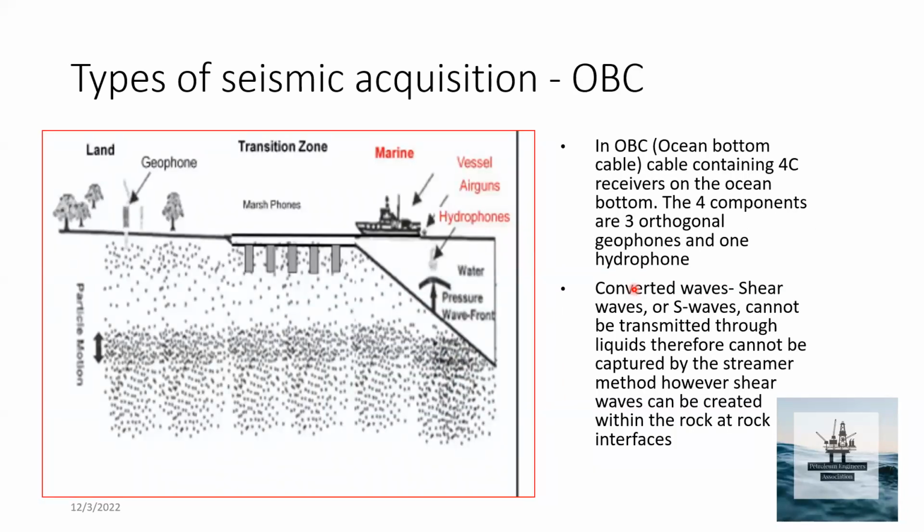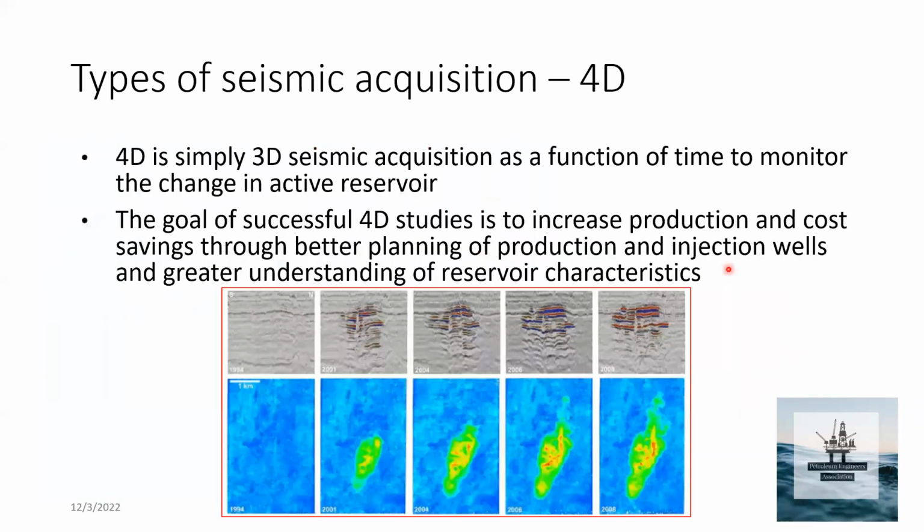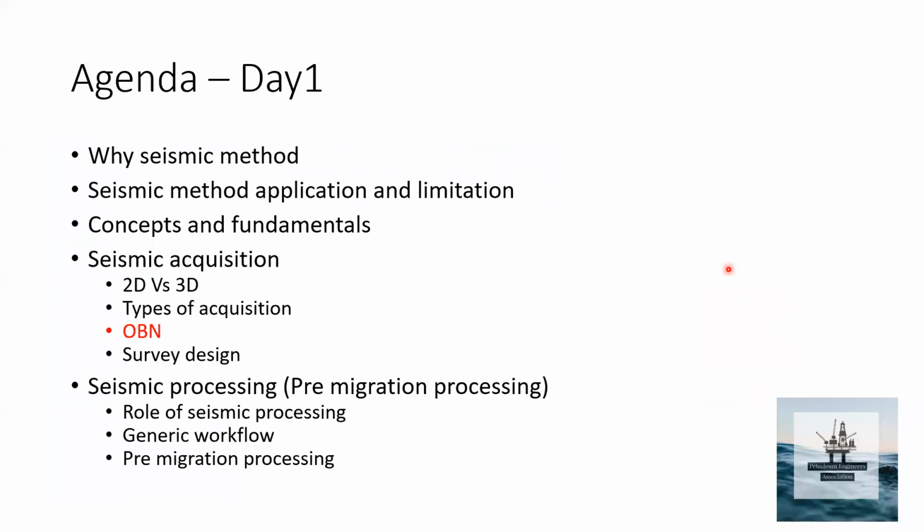The OBC, the ocean bottom cable. What is the advantage of the OBC? It's very close to the transition zone, but the advantage here is that we are using a 4-component receiver. The 4 components are 3 orthogonal geophones and 1 hydrophone. So it's a mix between offshore and onshore.